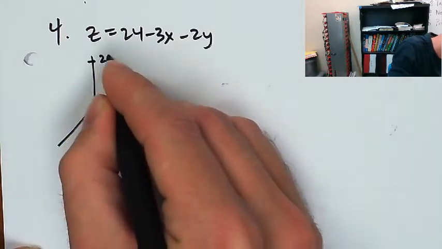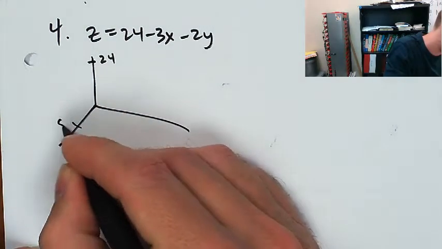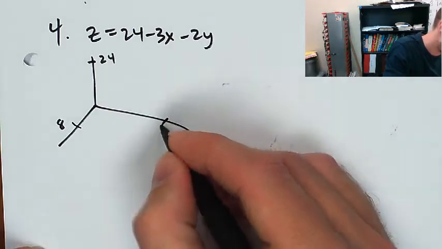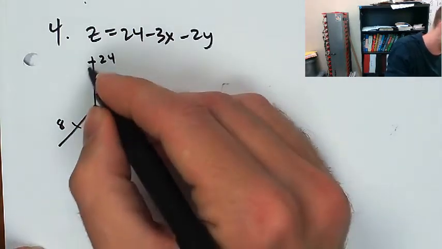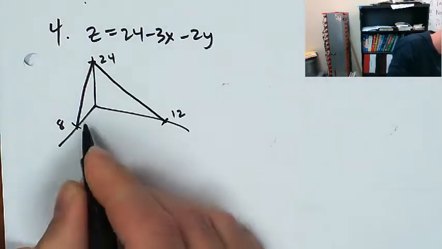Okay, z is 24, whereas x is going to be 8, and y would be 12 at the intersection. And I don't think I've drawn this to scale at all. But that's okay.